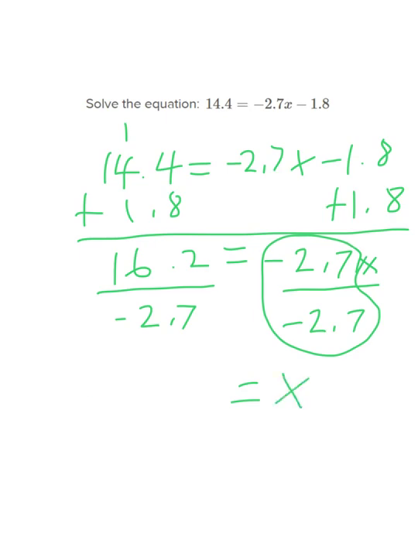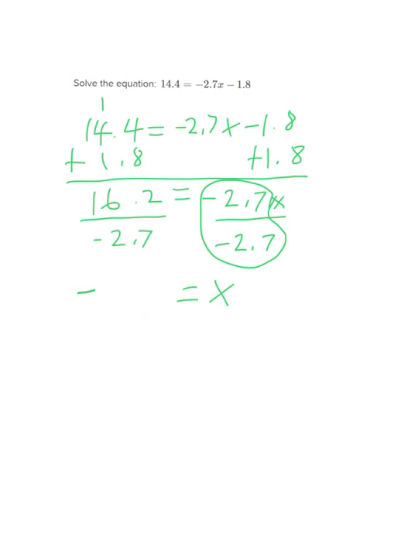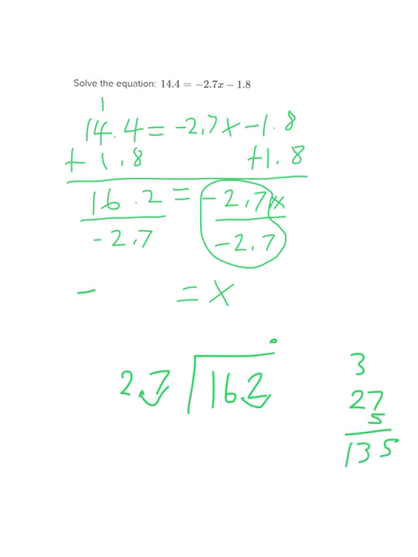Over here, I know my answer is going to be negative. I have to do some dividing. All right, so I have 16.2 divided by 2.7. Move the decimal point 1 place to the right. How many times does 27 go into 162? I'm going to try 5. What is 27 times 5? 135. I think that's it.